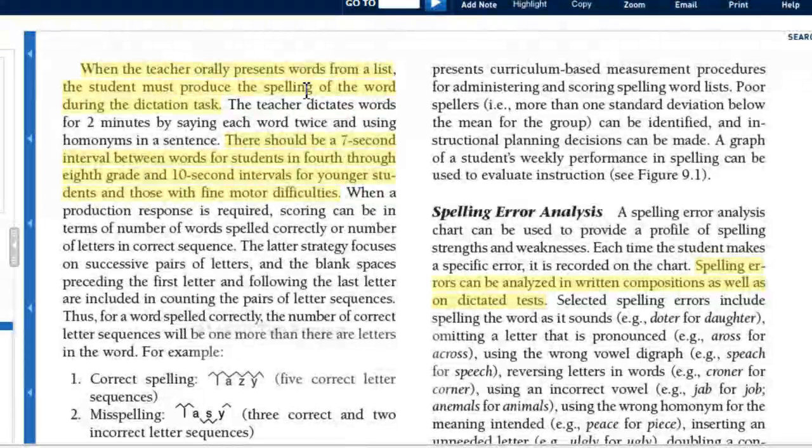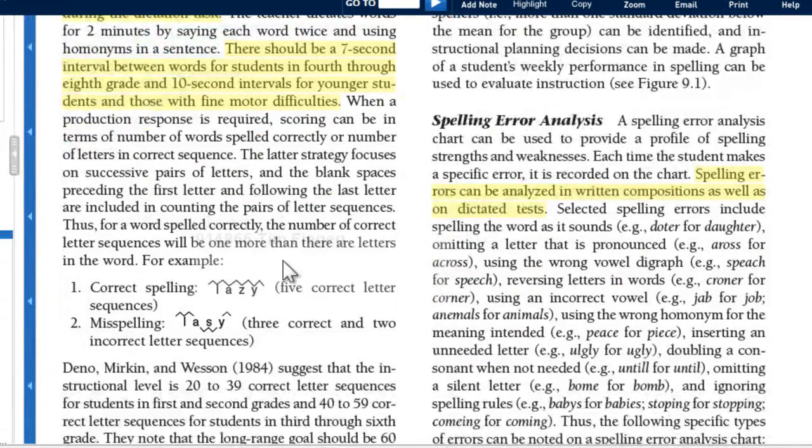And then when a teacher orally presents words from a list, the student must produce a spelling of the word during the dictation task. In other words, you give them the spelling test. Give them about 20 words by saying each word twice and using homonyms in a sentence. And there should be a 7-second interval between words for older students, 10 seconds for the younger ones.